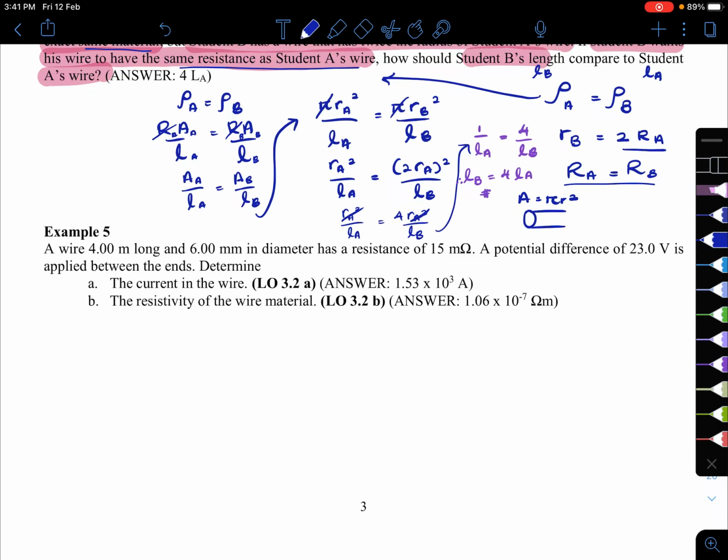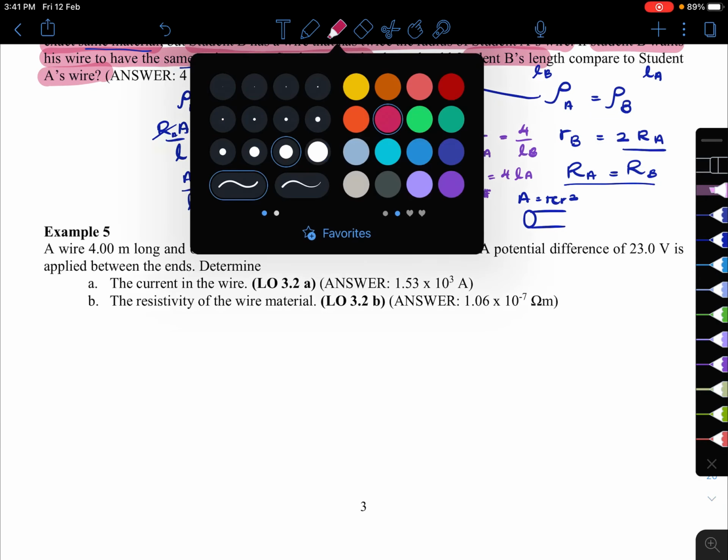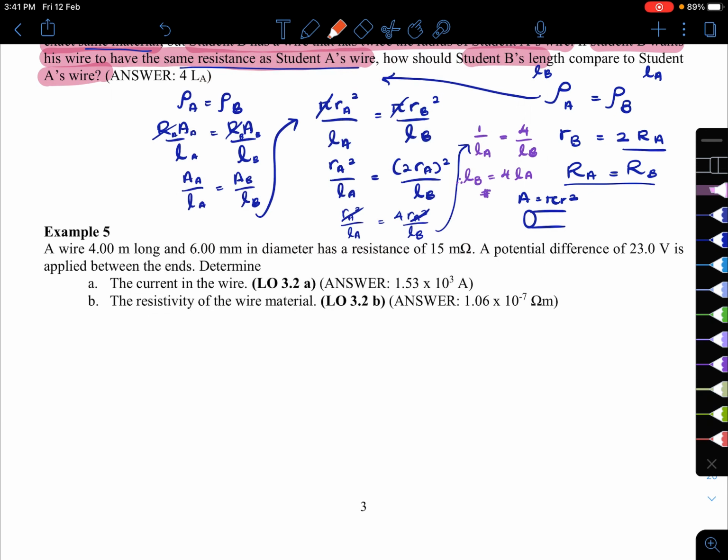Okay, let's try to do example 5. Let's read the question. A wire of 4 meter long and 6 millimeter in diameter has a resistance of 50 microohm. A potential difference of 23 volt is applied between the ends. Determine the current in the wire.